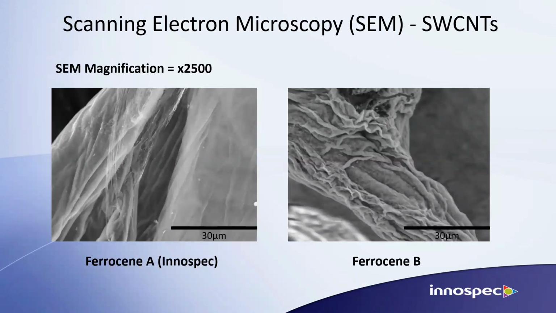SEM imaging at 2,500 times magnification was used to examine the overall morphology of the single-walled carbon nanotube networks. Although the individual single-walled carbon nanotubes cannot be resolved at this magnification, we can see differences in the network structure between the two ferrocene sources. Single walls from ferrocene A form a bright, thin film-like network, whereas those produced from ferrocene B have a duller appearance and a more bundled, uneven, rope-like network has formed.